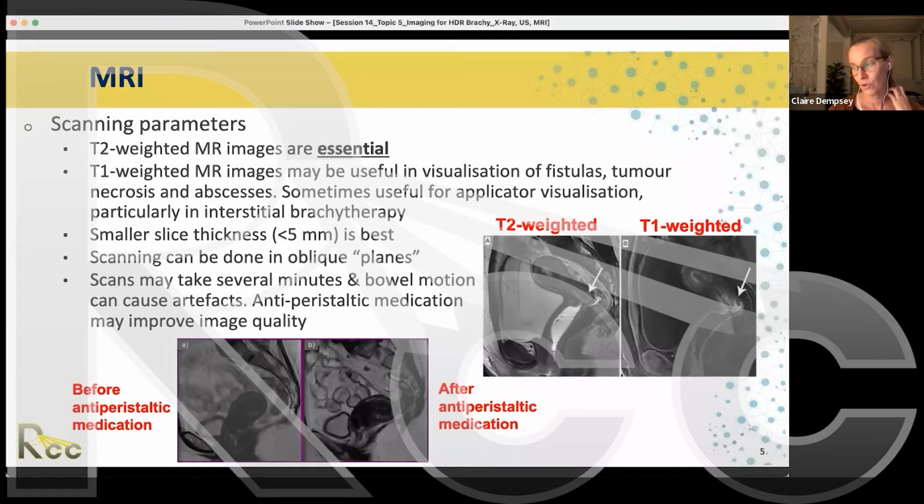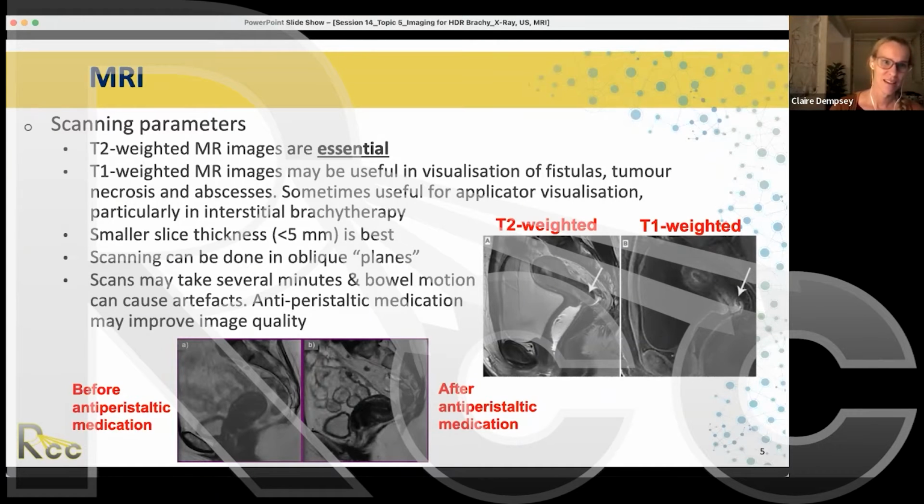I'm not sure whether all brachytherapy planning systems accept images in oblique planes. I know the Varian and the Elekta systems do, but I can't guarantee whether the BEBIG one does. If anyone knows, you can type it in the chat, that would be helpful.